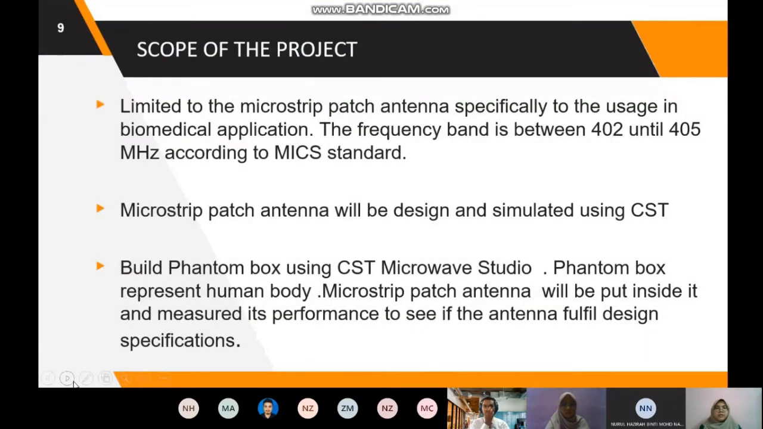So this is the scope of the project. The project is only limited to the microstrip patch antenna, specifically for use in biomedical applications. The frequency band is between 402 and 405 MHz according to the MICS standard. The microstrip patch antenna will be designed and simulated using CST Microwave Studio, and then we will build a phantom box using CST Microwave Studio. The phantom box represents the human body. The microstrip patch antenna will be put inside and its performance measured to see if the antenna fulfills the design specification.